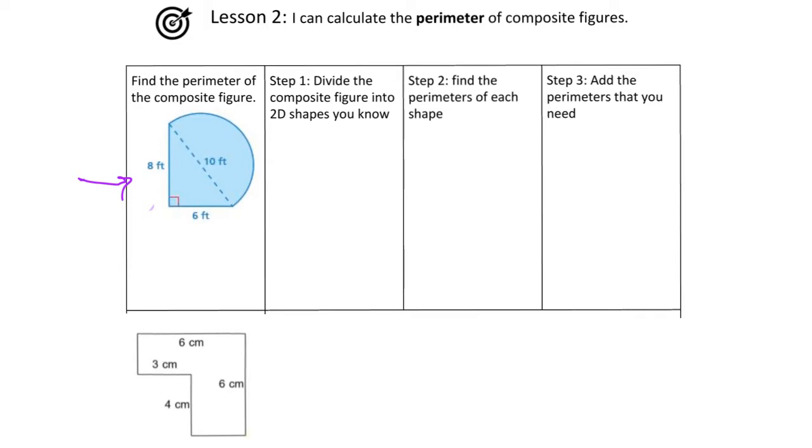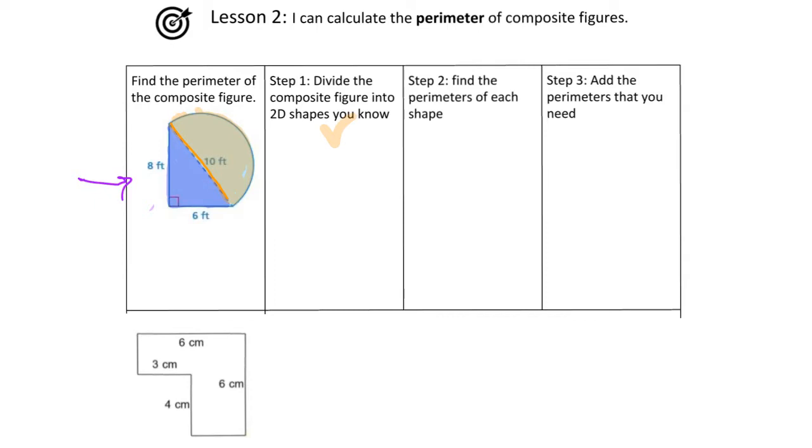My first step is to divide the composite figure into two-dimensional shapes that I do know how to work with perimeter and area of. So this one's kind of done for you. I'll highlight it into sections. So if you look, there's a triangle here, and then we also have a semicircle. So, step 1, already done.